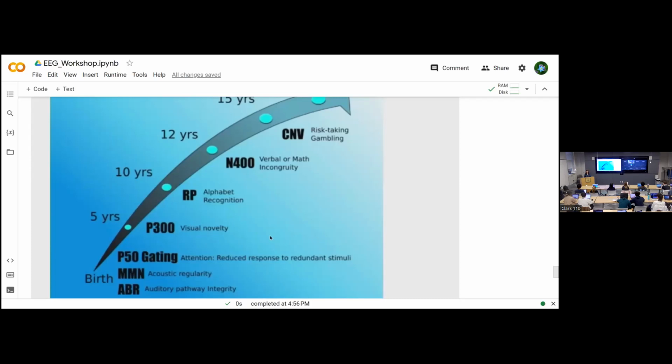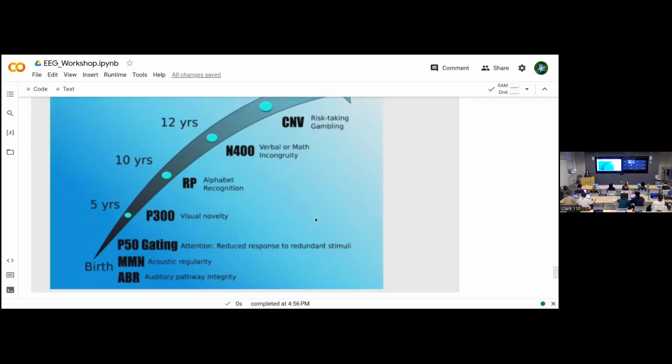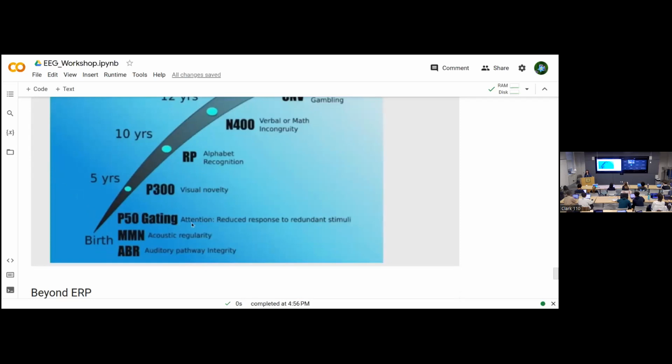That's 5, 6, 7, 8. And then you can also see that there are some other different kinds of ERPs that we might be interested in based on the specific EEG experiment that we're doing. So here are some that correspond to attention and then alphabet recognition. That could be useful for people who are trying to develop EEG for typing.